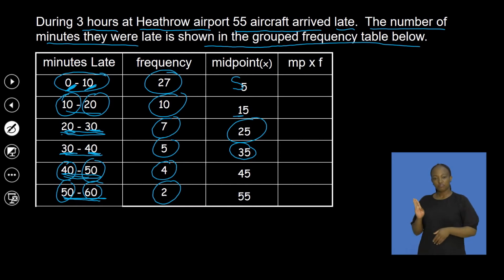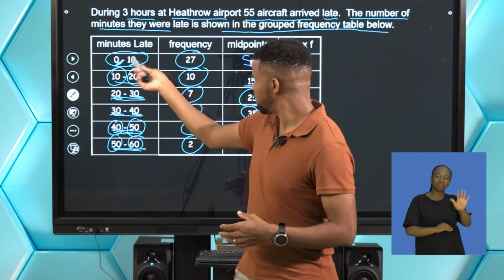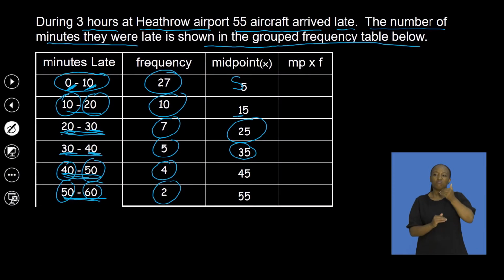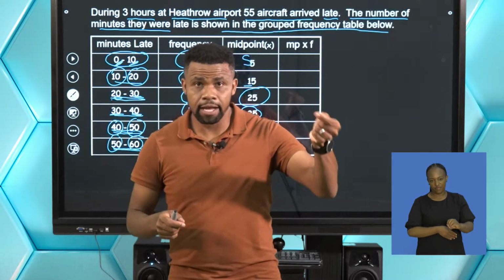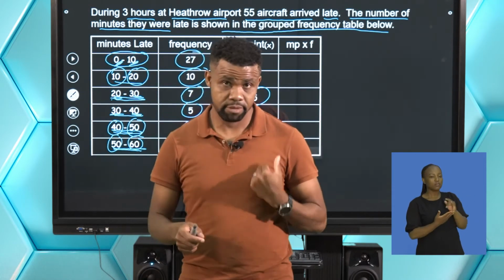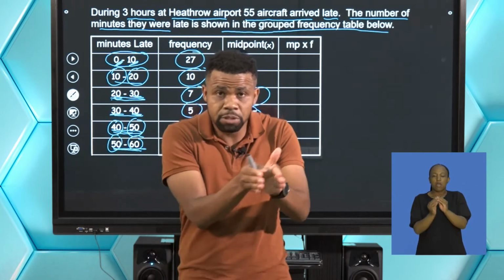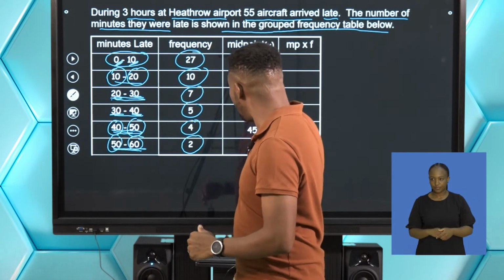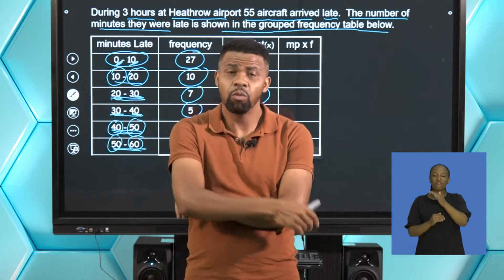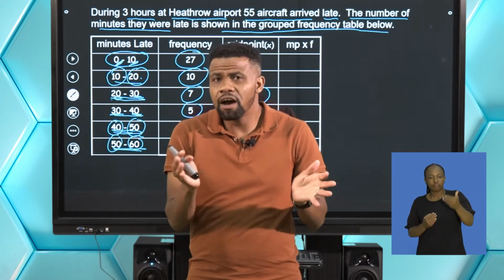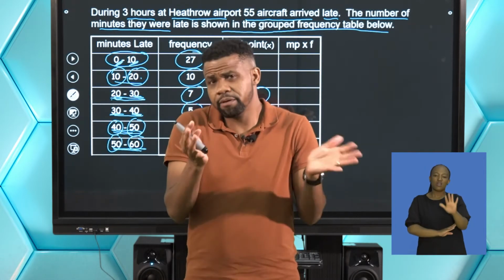What does this mean? This is the average. Because remember, we have 27 flights, which is the frequency, that arrived 0 to 10 minutes late. So there is an aircraft which is late by 1 minute, maybe by 2 minutes, by 3 minutes. But this means 27 of them are just between 0 and 10 minutes. Now the average in that interval is 5 minutes. What does it mean? If an aircraft falls in that interval, the average of that flight being late is about 5 minutes.